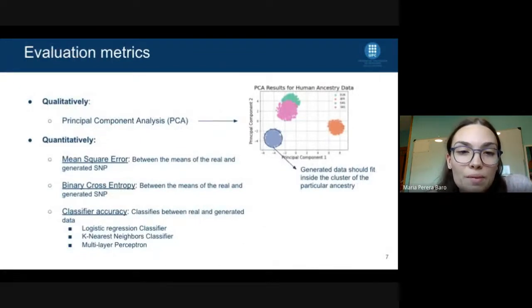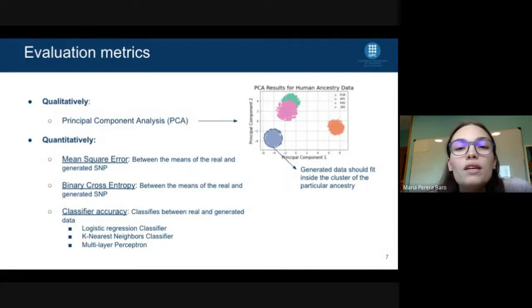Regarding the evaluation metrics, I use the PCA, where I project the generated data on top of the real data. And the generated data should fit inside the cluster of a particular ancestry. I also use the mean square error and binary cross entropy between the means of the real and generated SNPs. And finally, I use these three classifiers that aim to classify between real and generated samples. And I use the accuracy of those as an evaluation metric.